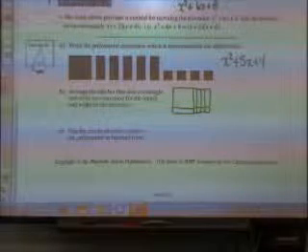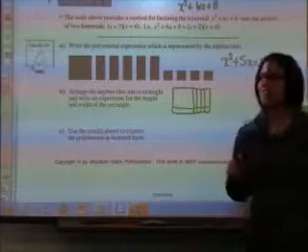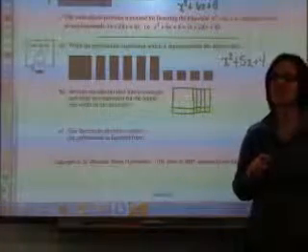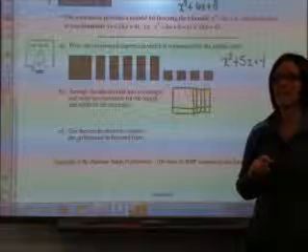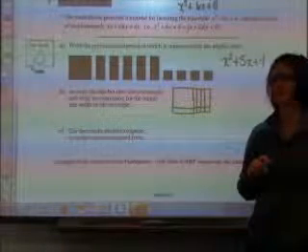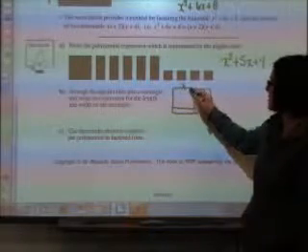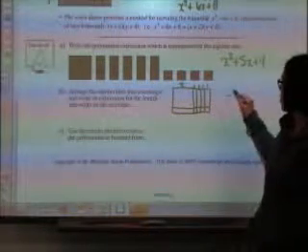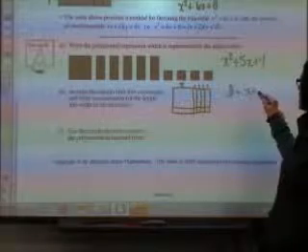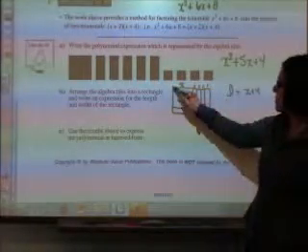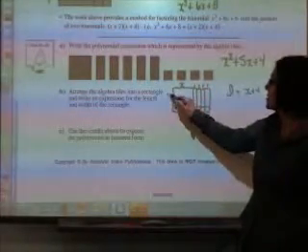And there's my rectangle. What is the length of my rectangle? X plus 4. This is an X, and these are all 1s. So my length is X plus 4. And what's my width? X plus 1.